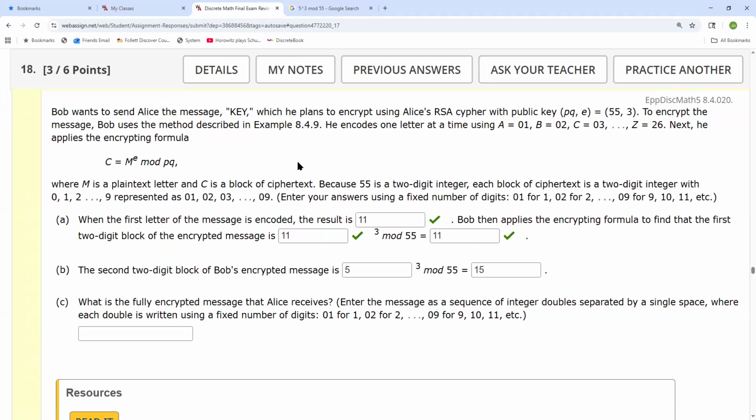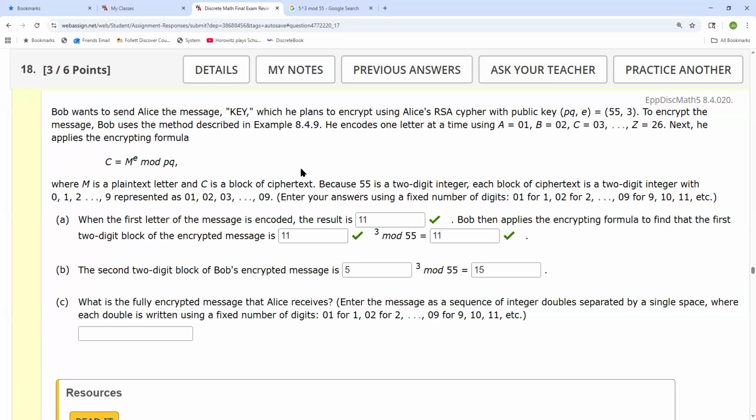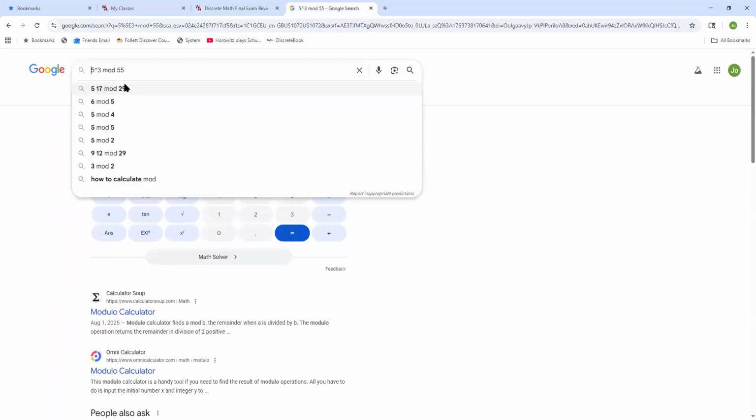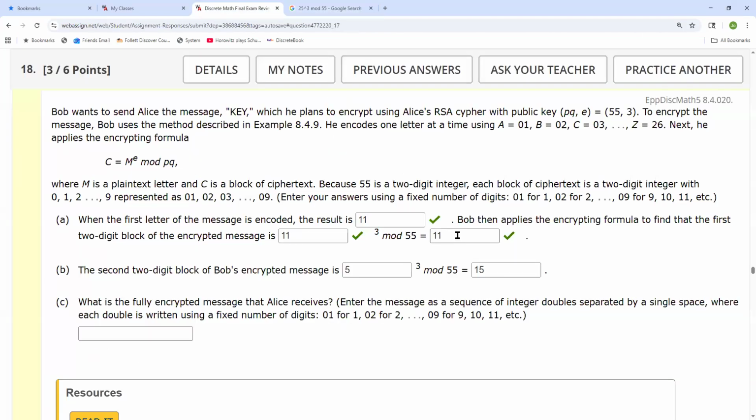And then the third letter would be Y. Which letter of the alphabet is Y? Is it the 25th or the 26th? Remember, it goes X, Y, Z. So it's the 25th. So it'd be 25 to the power of 3 mod 55. 25 to the power of 3 mod 55 is equal to 5. So the final digit of the encrypted message is 5.